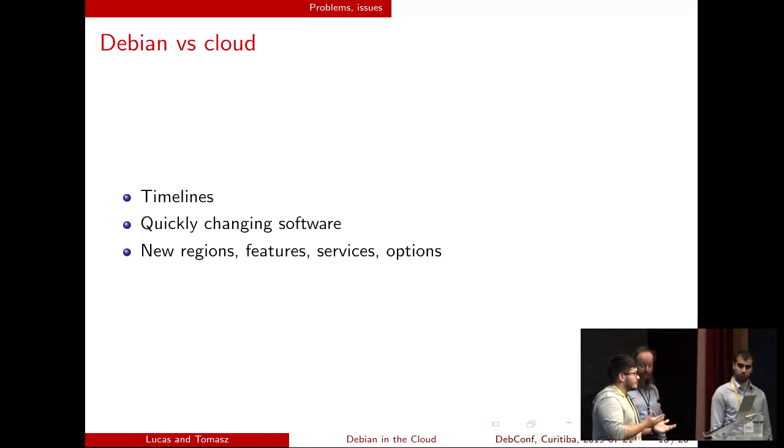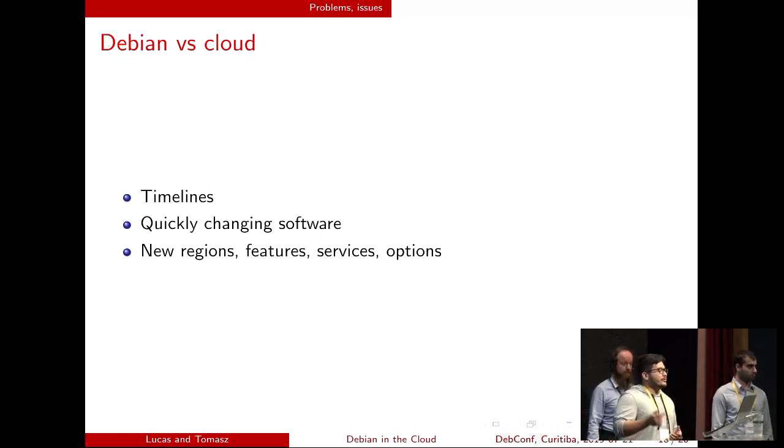And of course, we have, in general, some problems when you're talking Debian and cloud, because in Debian we want stability. We don't want to ship new upstream stable point releases in general, because we can introduce more regressions. So the timelines of these cloud providers are totally different from ours. They are changing their software all the time. They are adding new regions, new features. They want to deploy them as soon as possible. And those kinds of things are important for the user experience.